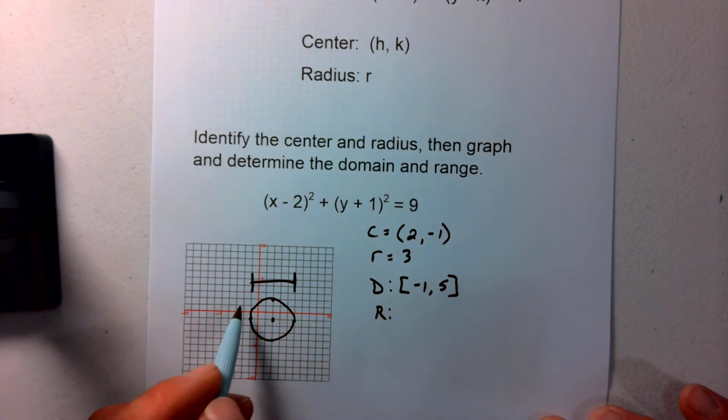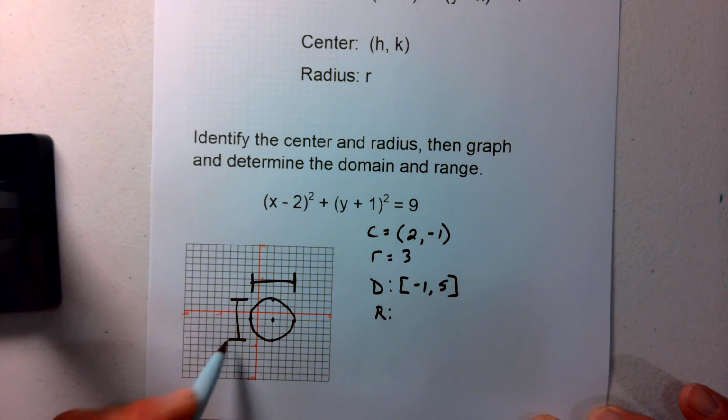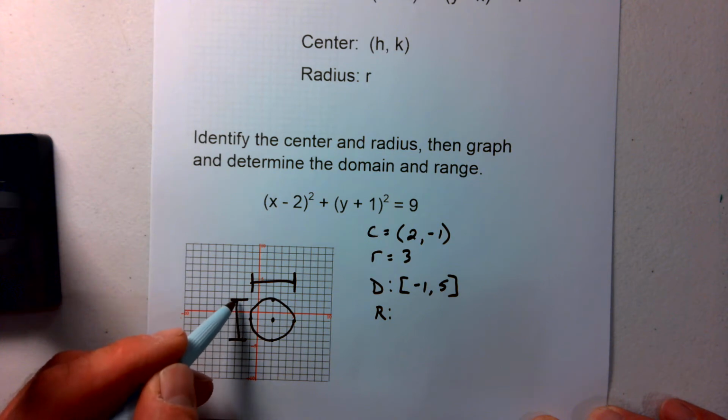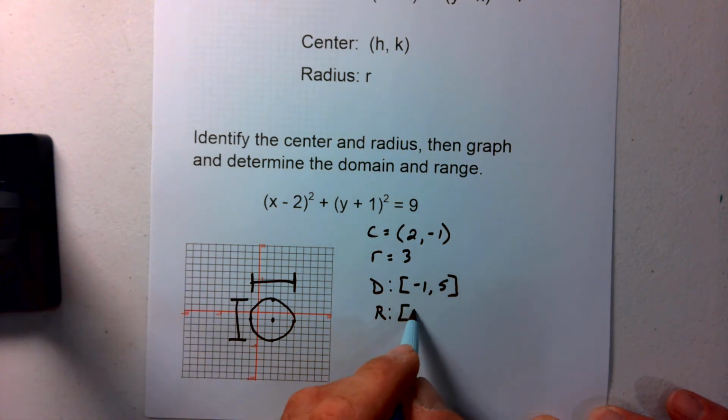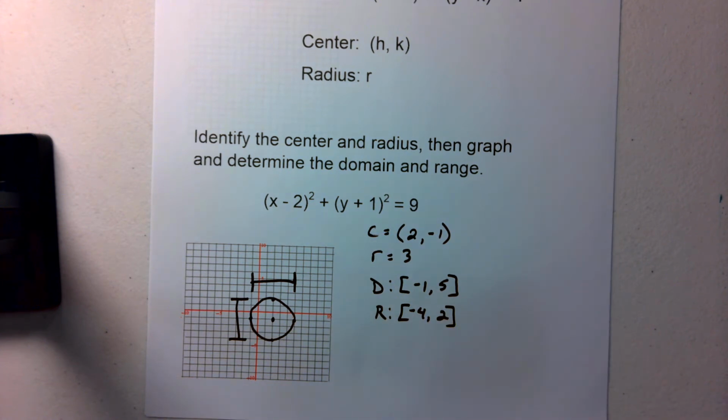My range is my y values. I'm going from this height, as far up on the y-axis as I can go, and I'm coming down to this point. So my y values are going to be negative 4 all the way up to 2. Again, inclusive, so [-4, 2]. And that's going to give us our domain and our range.